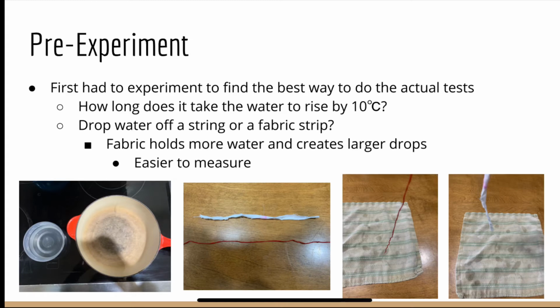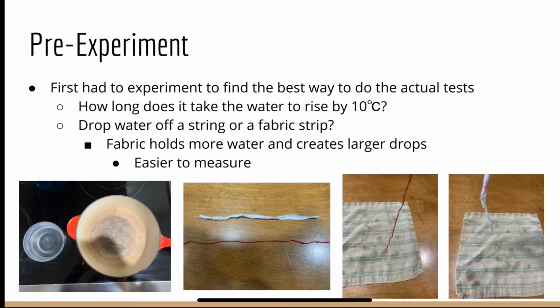The second thing I had to figure out is whether or not I wanted to drop water off of a string or a fabric strip. So the picture in the middle, on top, is a white fabric strip I just cut from some scrap fabric, and on the bottom is a string that I folded and twisted several times to make it a little bit thicker. And then I soaked both of these things in water and dropped them onto a napkin, which we can see in the 2 pictures on the right.